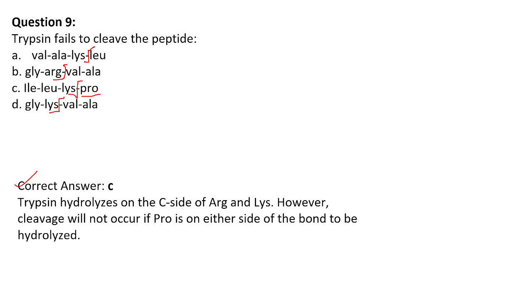Sir, please explain how we can check which is the cleavage site. Okay, so the cleavage site for the enzymes is very specific. You need to remember. For instance, in the case of trypsin, it is the C side of the basic amino acids, that is lysine and arginine. And for chymotrypsin, it is hydrophobic amino acids: tyrosine, phenylalanine, and tryptophan.